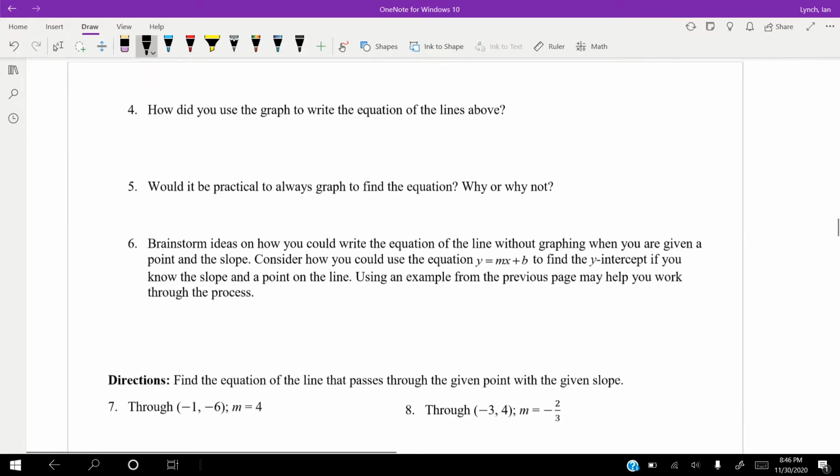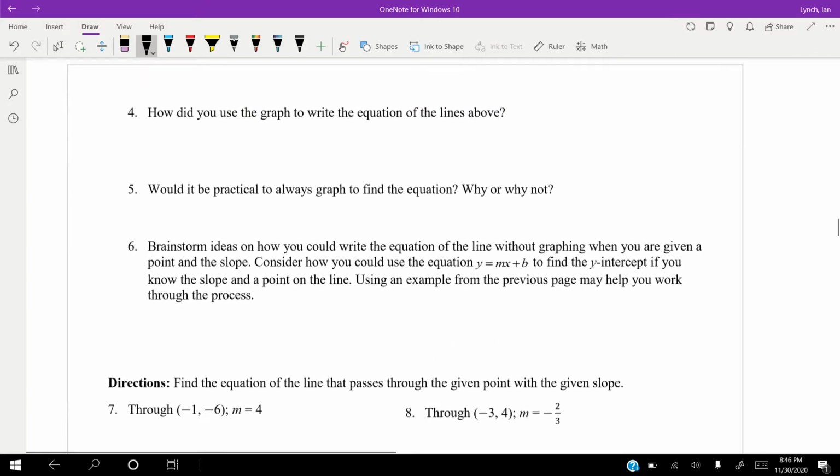All right, let's see what the next page has. How do you use the graph to write the equation on the lines above? Well, you look for the y-intercept. That's really the big thing we're doing here: plotting a point, using the slope to move, and then drawing our line and seeing, okay, where does that hit the y-axis?